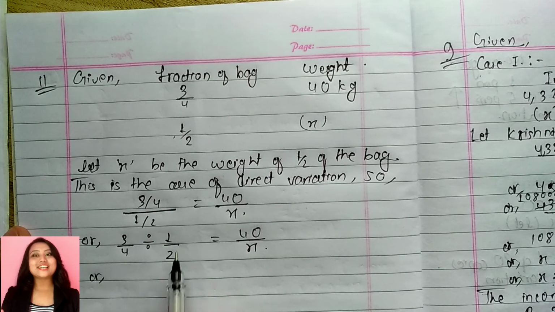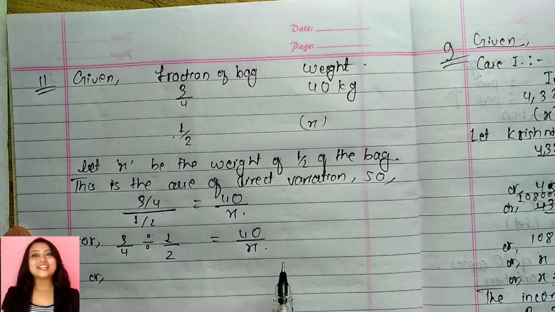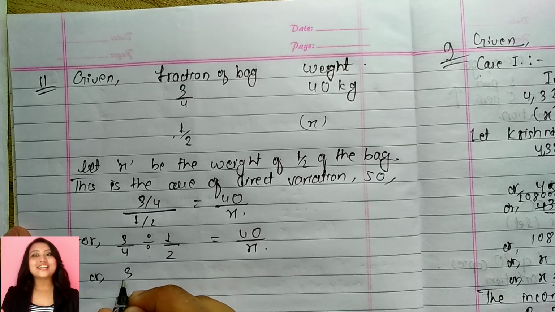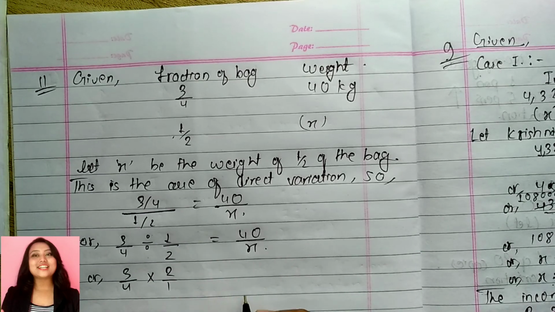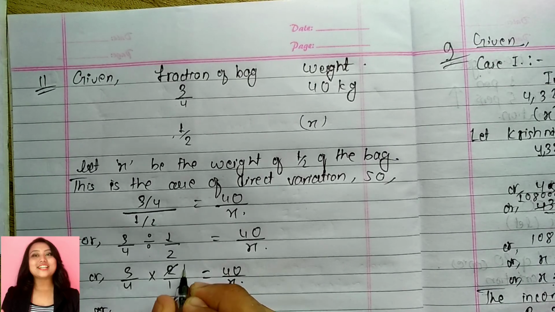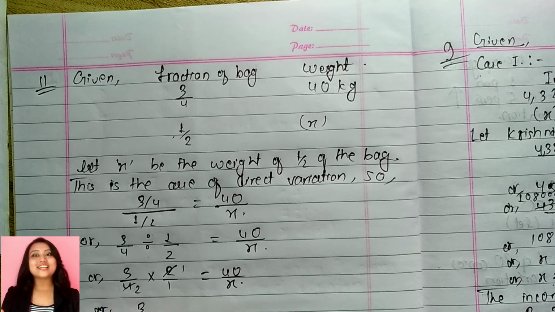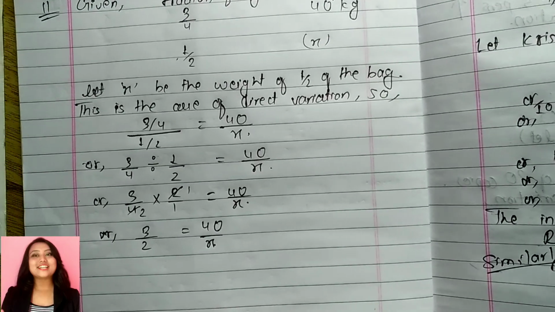Now this method will be very easy for you. Since here is the division and the 1/2 fraction is there, we can use the multiplicative inverse. So 3/4 into 2/1, since the multiplicative inverse of 1/2 is 2/1, equals 40 by x. 3 2s are 6, or we can just cut it down: 2 1s are 2, 2 2s are 4. So 3/2 equals 40 by x.